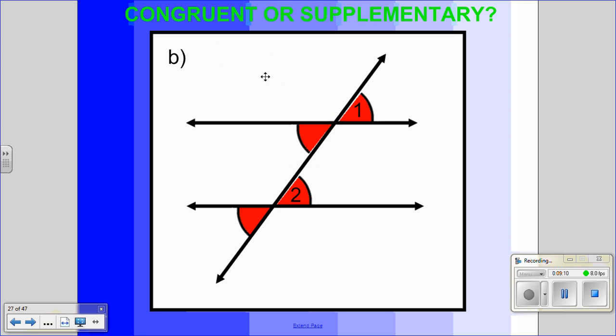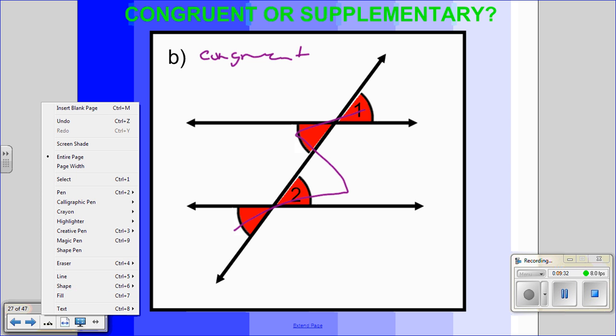Alright, on this example, 1 and 2 are both shaded red, so that means that they are congruent. Again, if I were to use the zigzag method, start at 1, zig, zag, zig. They are on the same path, so they're congruent.